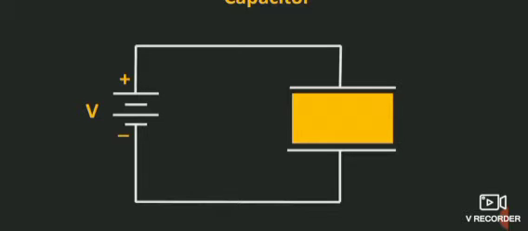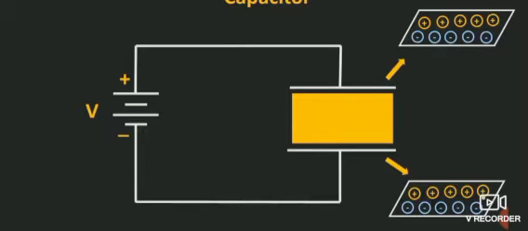Consider a capacitor composed of two conducting plates of area A separated by a dielectric medium whose permittivity is epsilon. The separation between the plates is d. If potential V is applied across the plates, the positive charge Q is deposited on one plate and the negative charge minus Q is deposited on the other plate, as shown in the figure. Therefore, the net charge is 0.